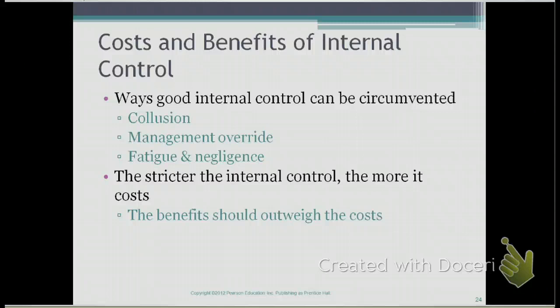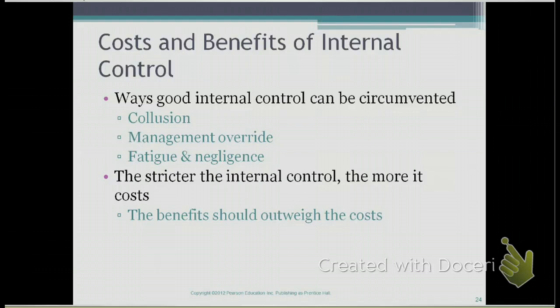Remember how we said that separation of duties was the most important internal control procedure? If there's collusion, it doesn't matter if you separate the duties. These people get together to commit fraud. Another way that internal control can be circumvented is by management override. You may have the most perfect internal control system in place, but if a manager says, forget what the rules say, just do it this way, then you run the risk of fraud being committed because now you've let somebody override the internal control system. The third way is fatigue and negligence.